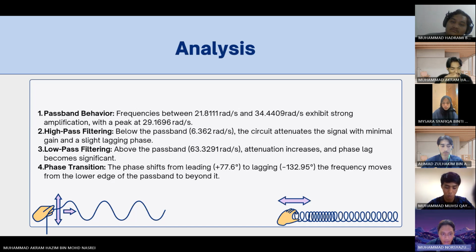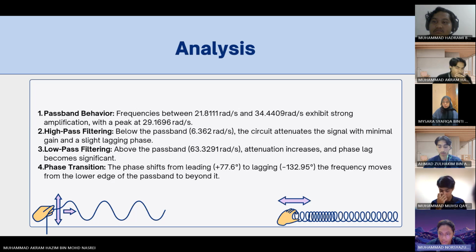For the last, phase transition, the phase shift from leading positive 77.6 degree to lagging negative 132.95 degree. The frequency move from the lower edge of the passband to beyond the edge.